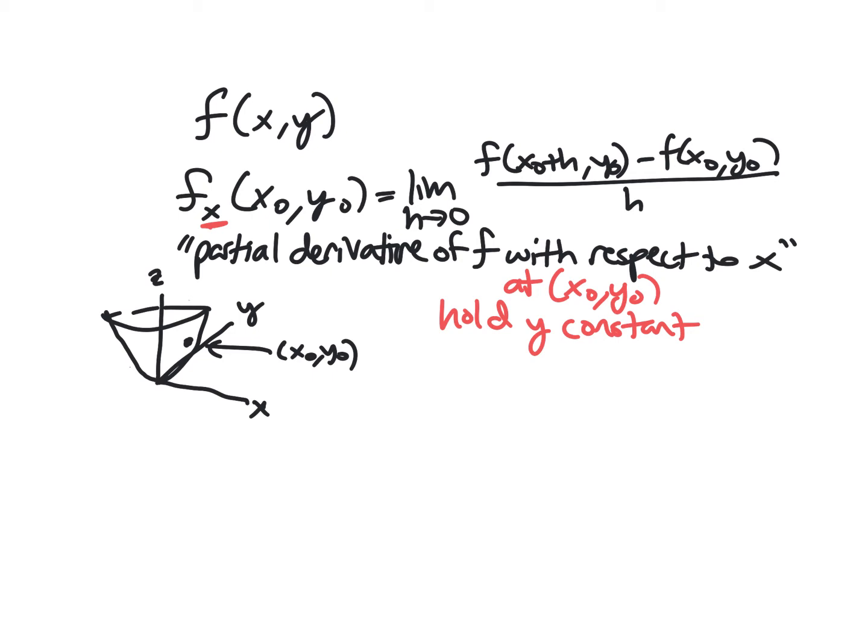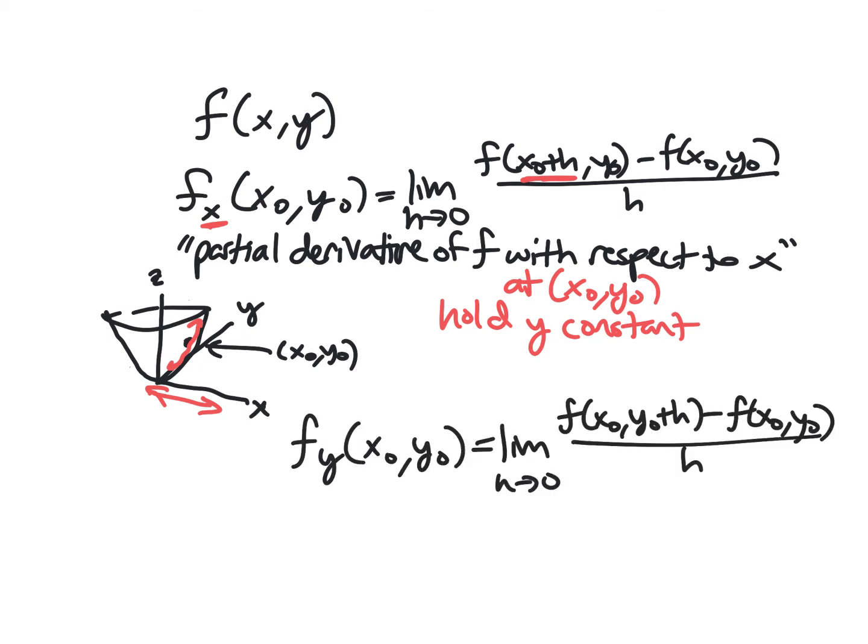I start at my point x naught, y naught. And then as I'm changing direction, I am only moving in the x direction, right? This h only affects my x coordinate. My y coordinate is fixed. And so, if you look at this picture, right, we're either moving left or right on the x-axis, and so that would be like traveling down or up on this bowl shape from our point, because we're only moving in the x direction. And as you might suspect, the definition for y is very similar.